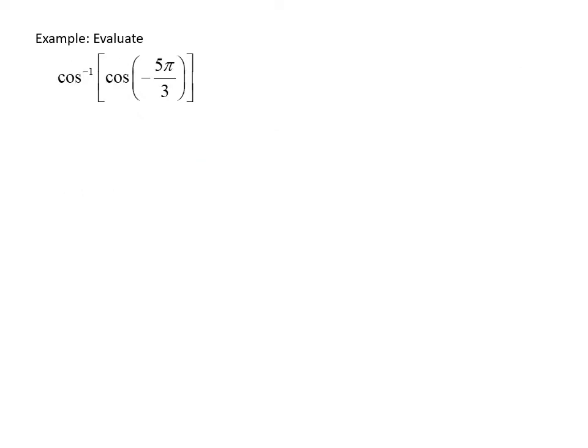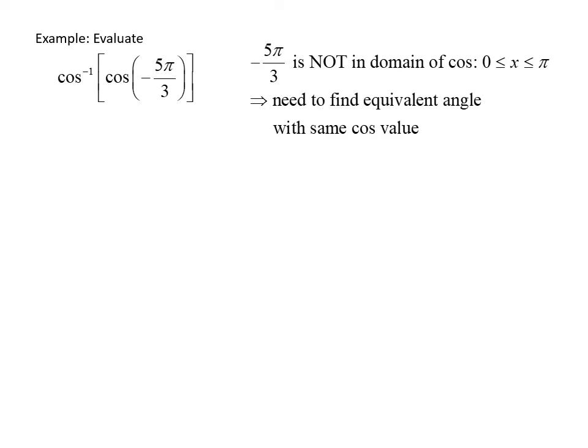For our next example, we want to examine the inverse cosine of the cosine of negative 5 pi over 3. So again, we start with the value, negative 5 pi over 3, and we determine is that within the range of this defined function. So cosine goes from 0 to pi. Well, negative 5 pi over 3 is not within that domain. So negative 5 pi over 3 does not lie between 0 and pi.